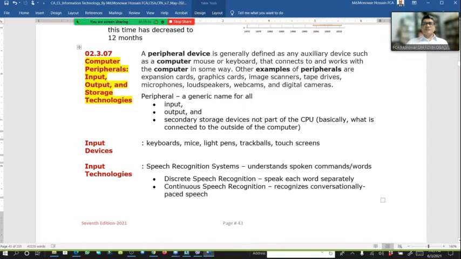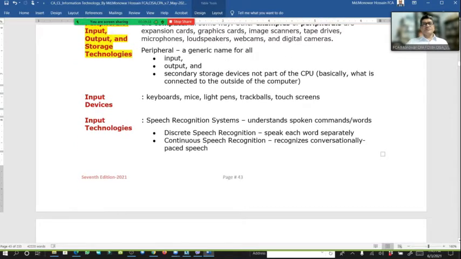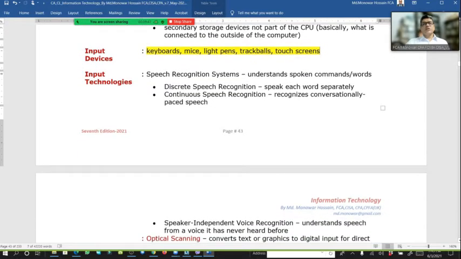So input devices, we have seen, are keyboard, mouse, light pen, touch screen, etc. And input technologies, what is technology? It is the device, and it is the input technologies. So input technology means speech recognition systems that understand spoken commands and words, such as discrete speech recognition and continuous speech recognition.